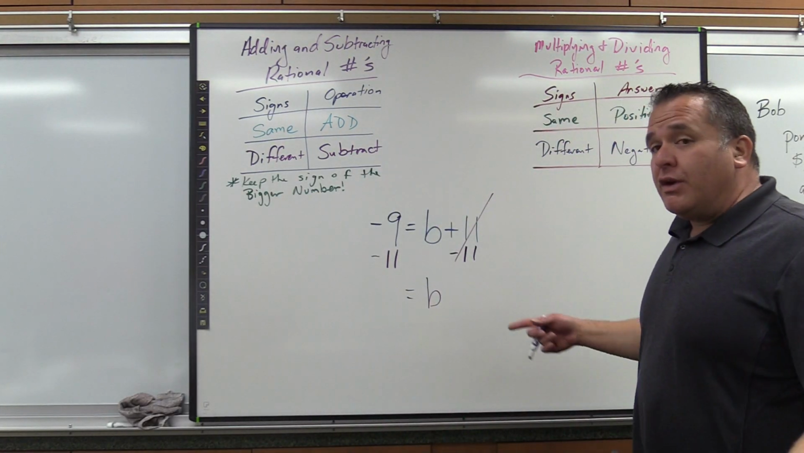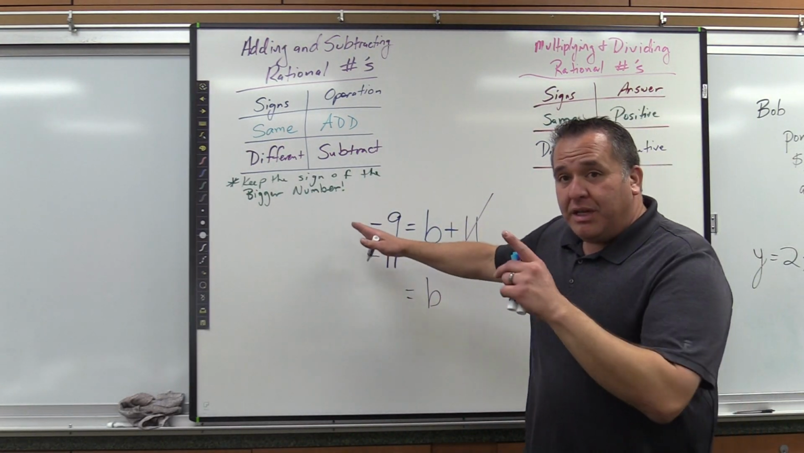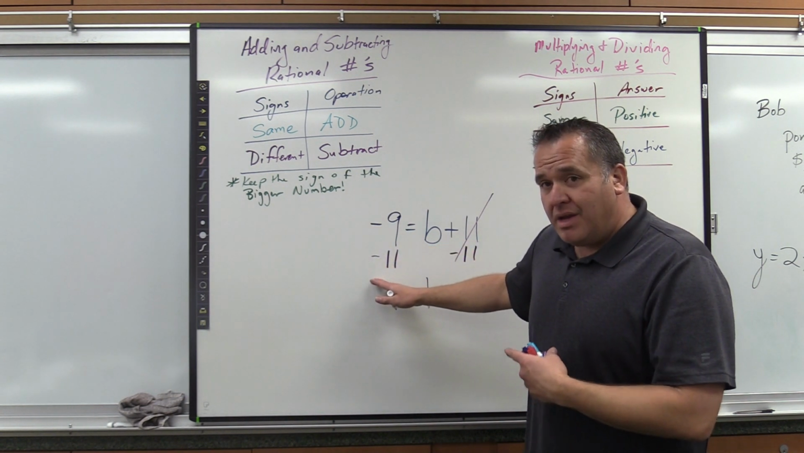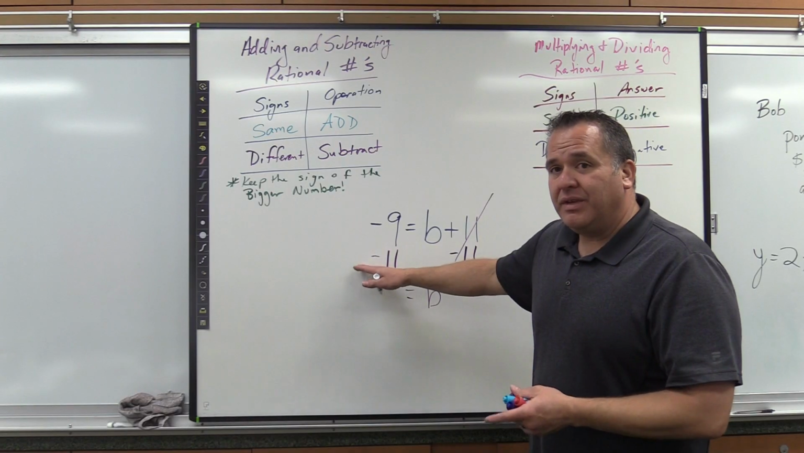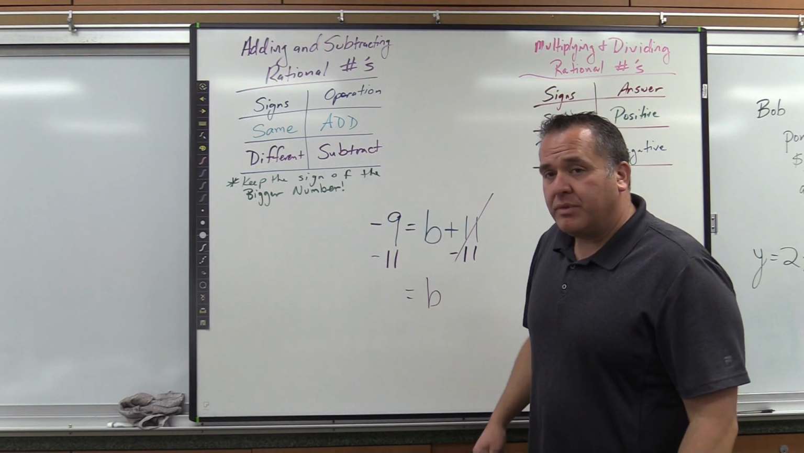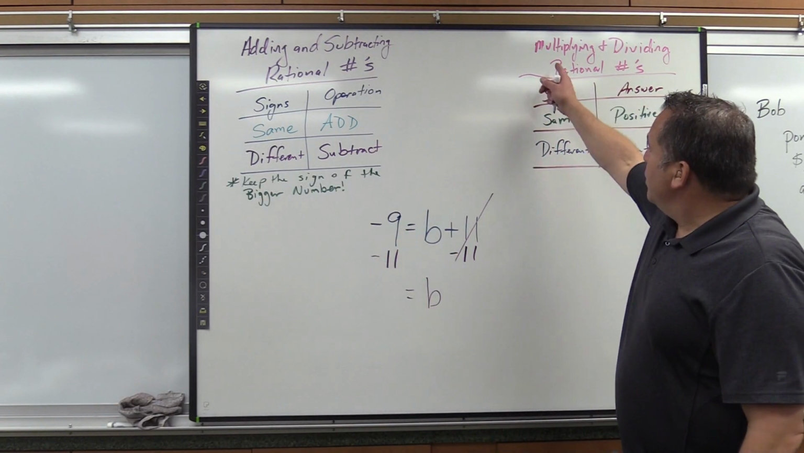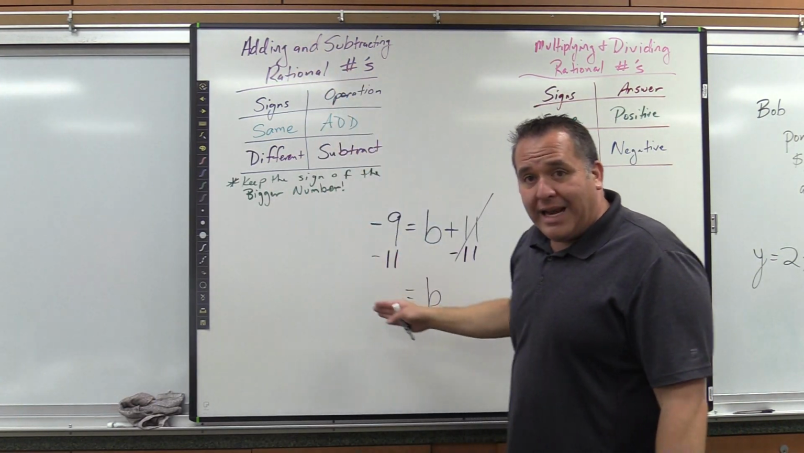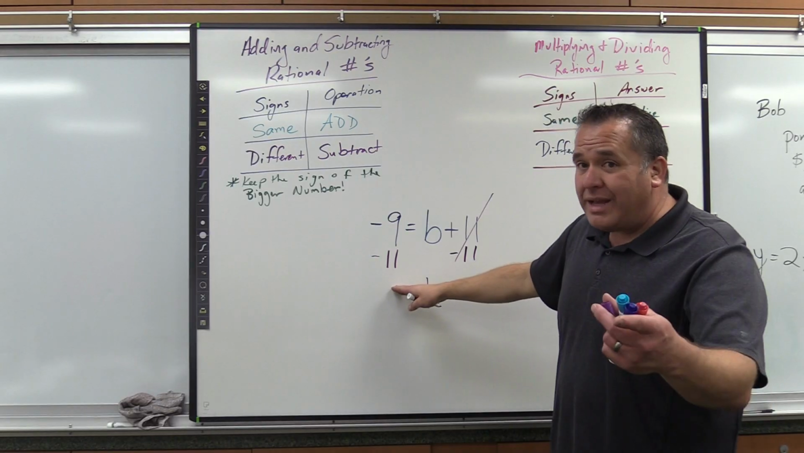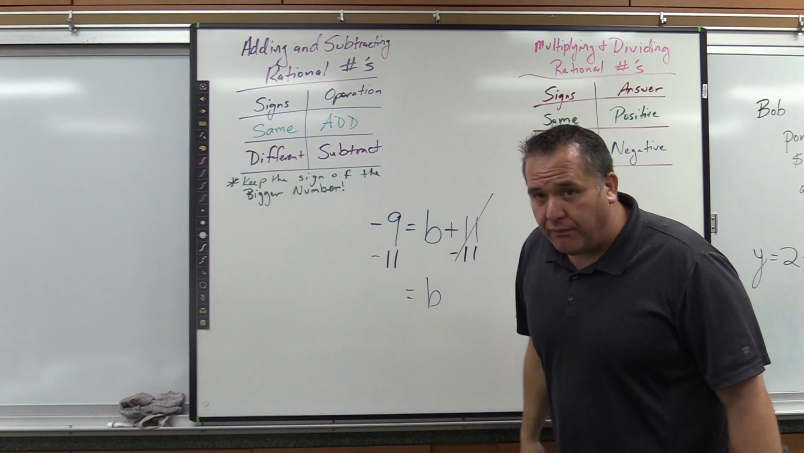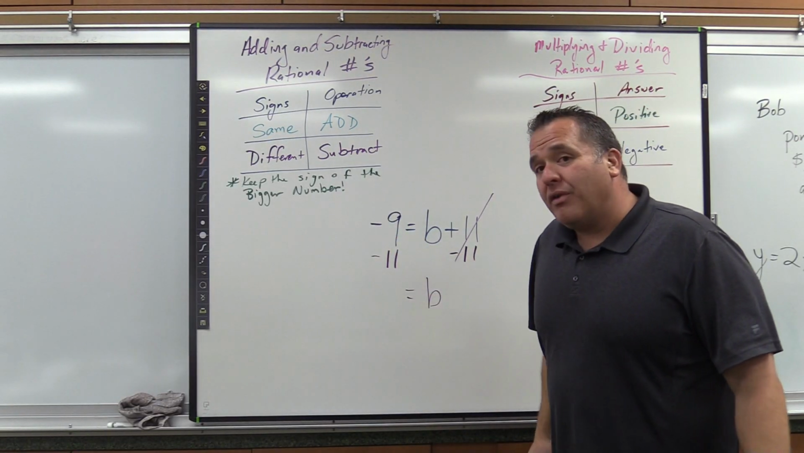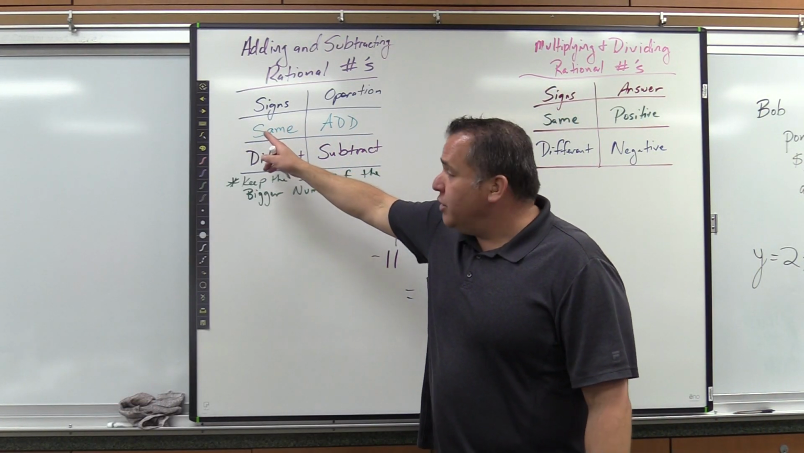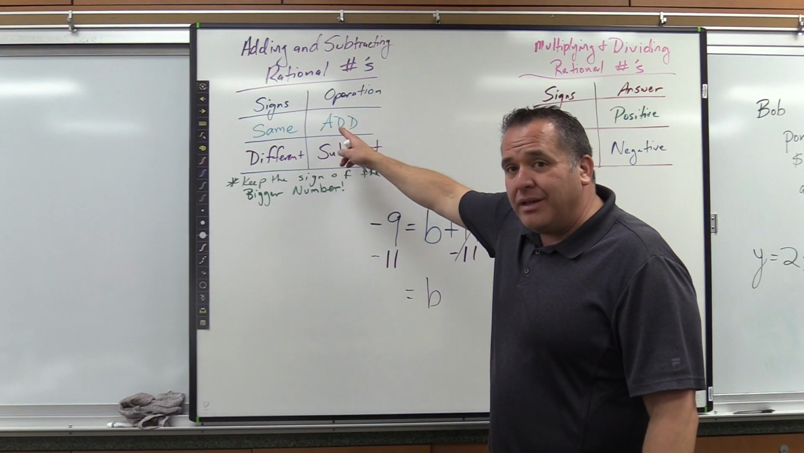Now, if we look here, we have -9 plus -11. Okay? -9 plus -11. We're going to combine those. The rules up here say adding and subtracting rational numbers. We're adding these up, -9, -11. So we ask ourselves the question we asked ourselves before. Are these signs the same or are they different? They're the same. So what operation are we going to do? We're going to add the numbers.